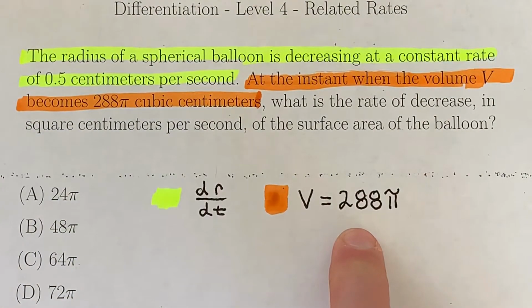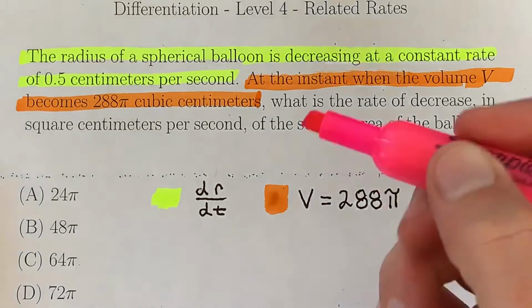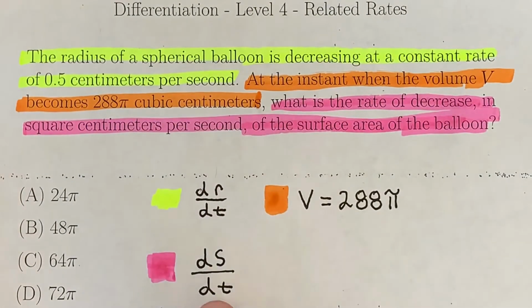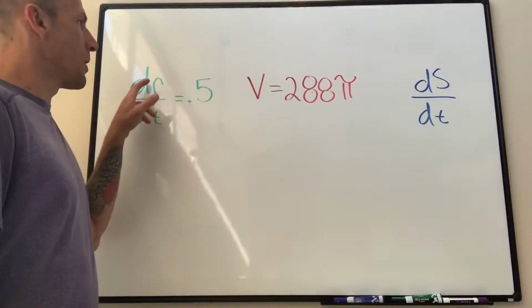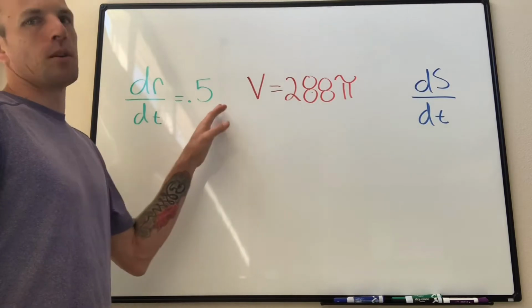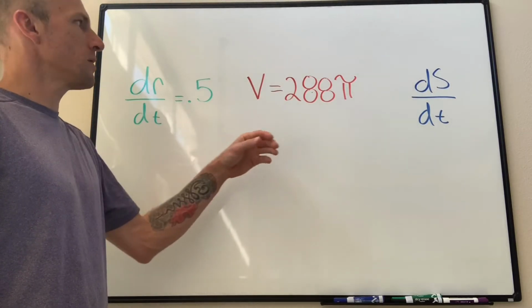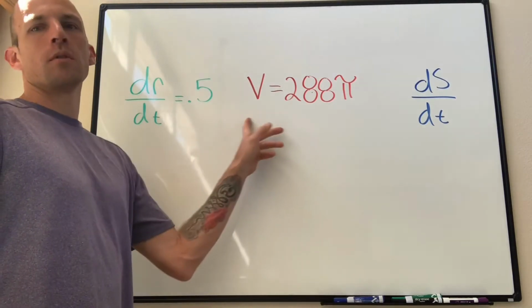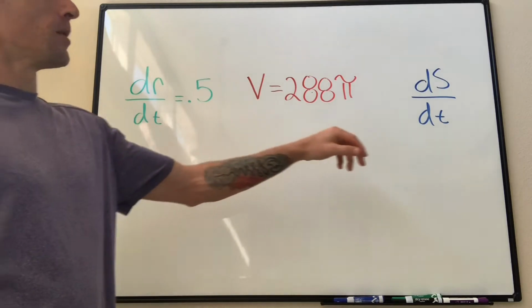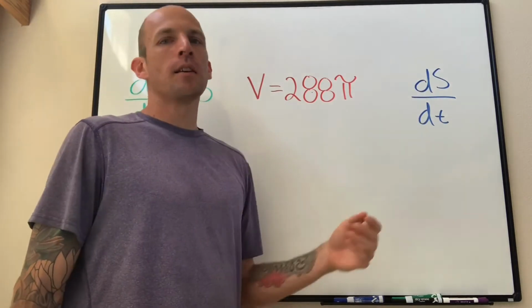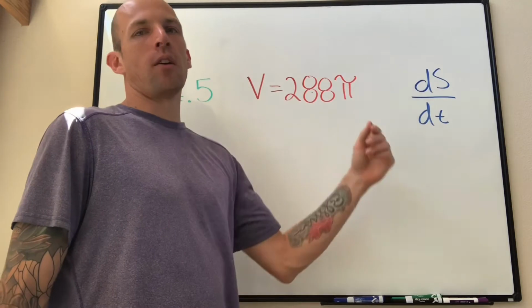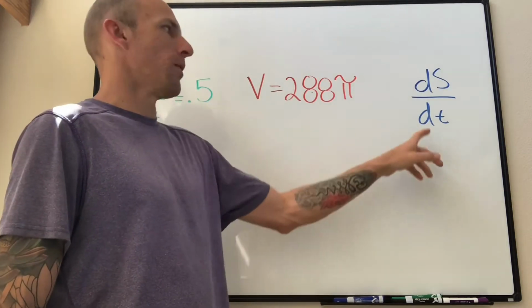the volume at one moment in time, what is the rate of decrease in square centimeters per second of the surface area of the balloon? The derivative of the surface area with respect to time. We have dr/dt is equal to 0.5 centimeters per second. We're given the volume at a moment in time, and we're asked to find dS/dt, the rate at which the surface area is decreasing with respect to time.